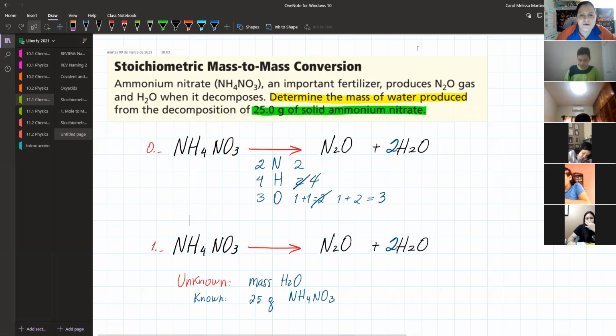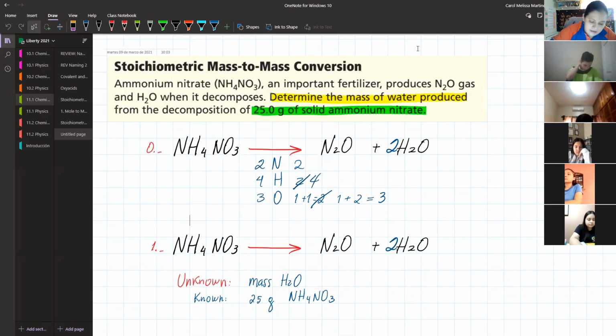So step 0, write the equation: from word problem to word equation, from word equation to chemical equation. If the equation is not balanced, you have to balance it, just like we did in step 0. Then I copy the equation again for step 1 and I get the unknown and the known. The unknown is given in the word problem as "determine the mass of water produced," so I need to find the mass of water. The known is the 25 grams of solid ammonium nitrate. So that is my known.